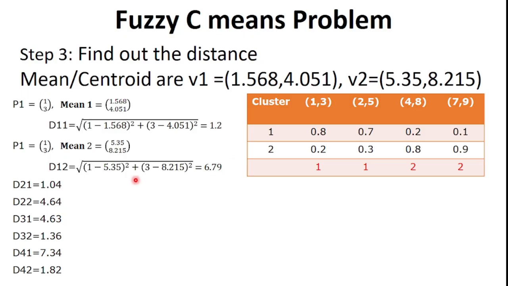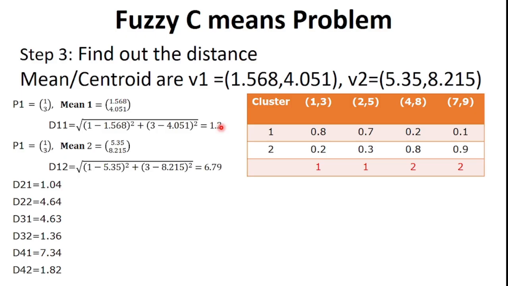Same way, you need to calculate D21, D22, that is between the second data point and mean 1, second data point versus mean 2, and third data point versus mean 1, third data point versus mean 2, fourth data point versus mean 1, and fourth data point versus mean 2. If you calculate, you will get the answer.